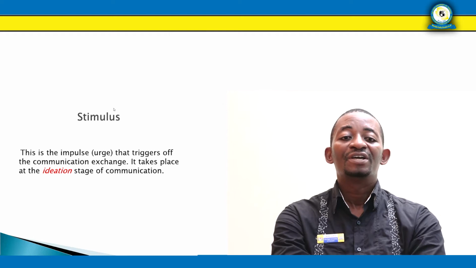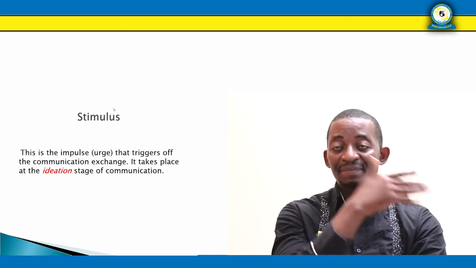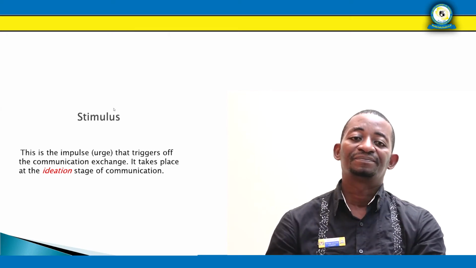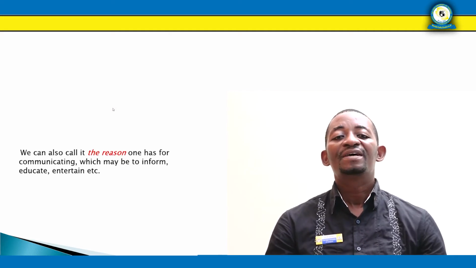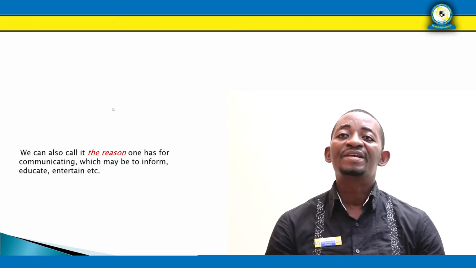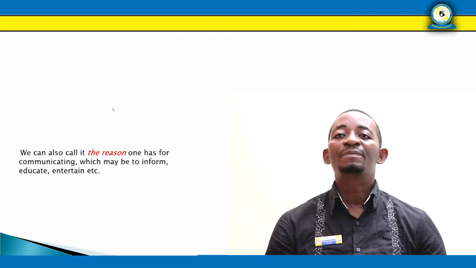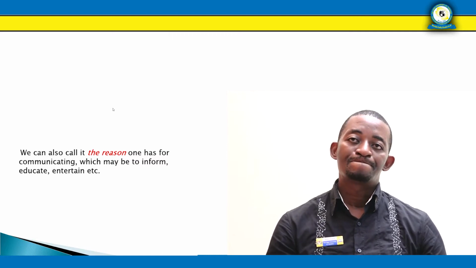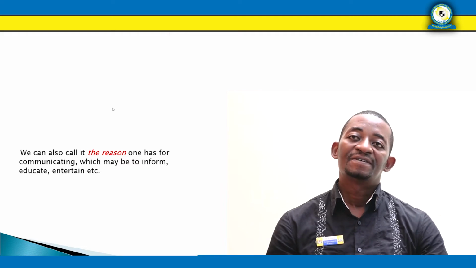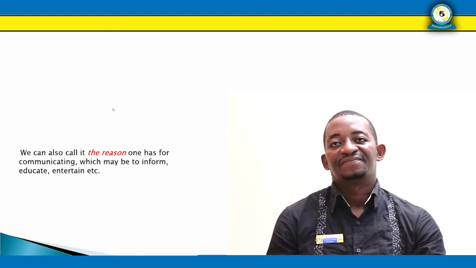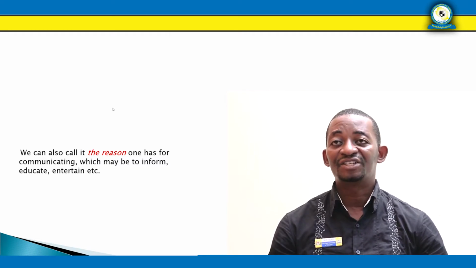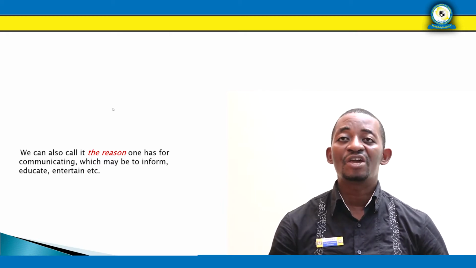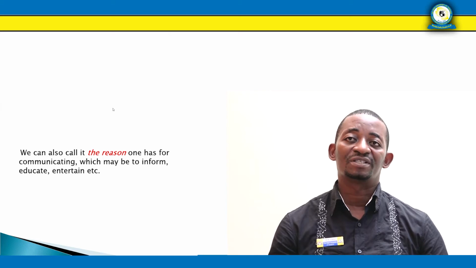He or she may trigger off the communication exchange. So it takes place at the ideation stage. Somebody is having an idea to communicate. That is stimulus as one of the elements. So we can also call it the reason one has for communicating, which may be to inform. Another reason could be to educate, and another reason could be to entertain. That is stimulus. Somebody is having an idea. That's an ideation stage. Stimulus, somebody has an urge to communicate, to initiate the communication process.